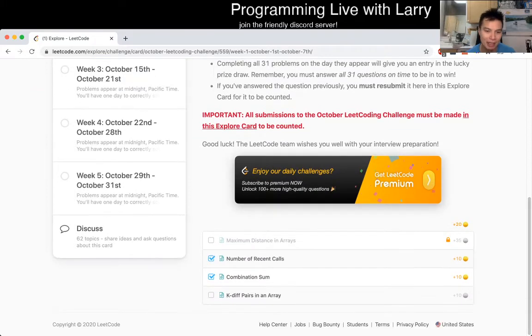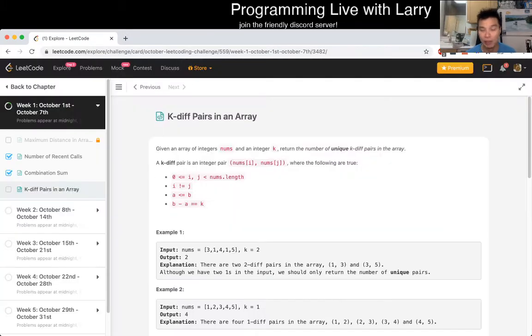And today's problem is K-diff pairs in an array. So I'm solving this live. Let me know if it goes wrong or whatever, and let me know how you solve this. Okay, so given an array of integers nums and k, return the number of unique k-diff pairs of nums.